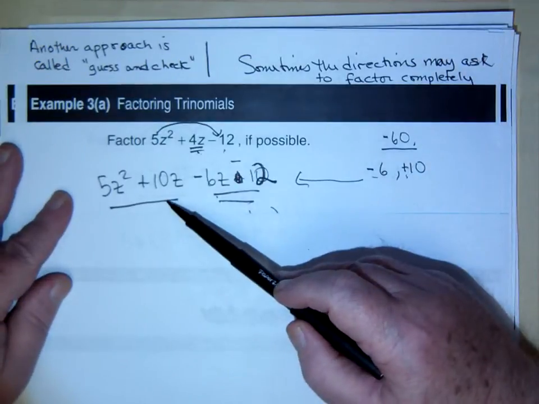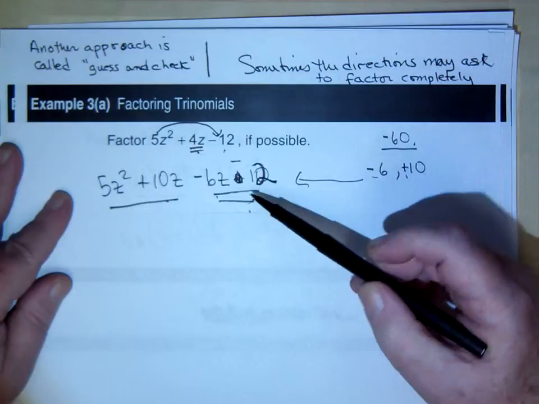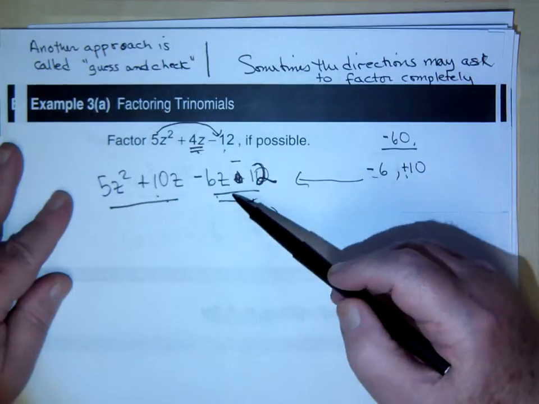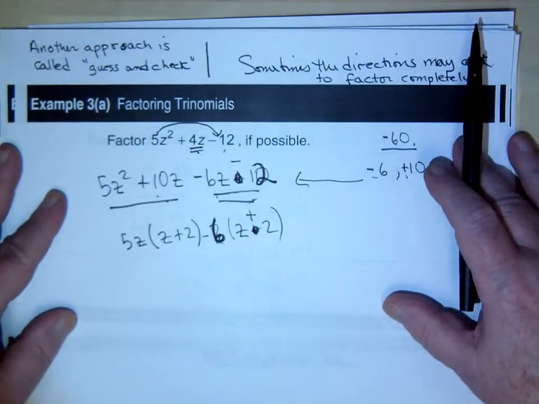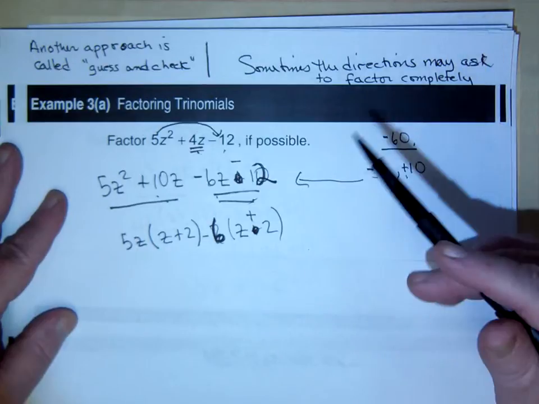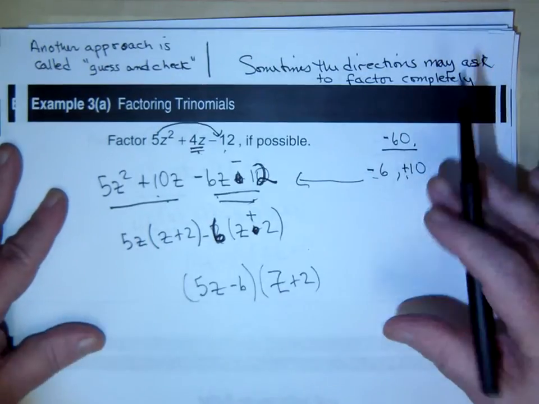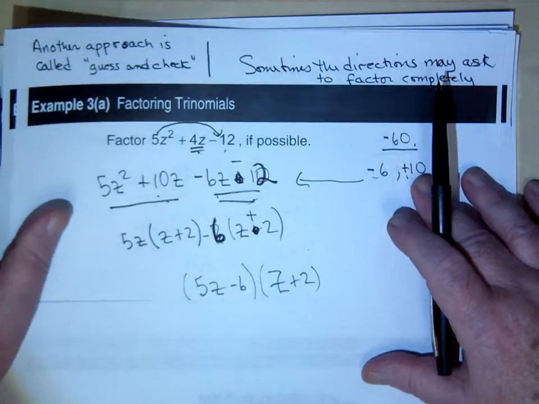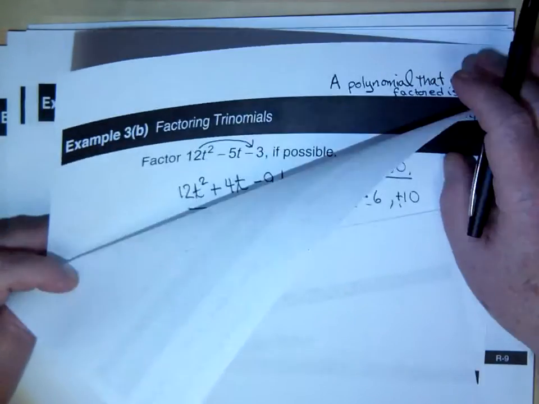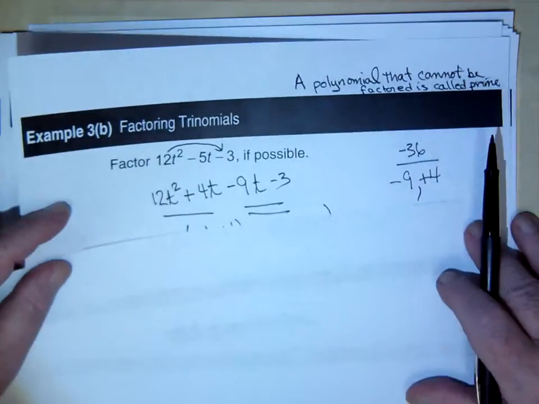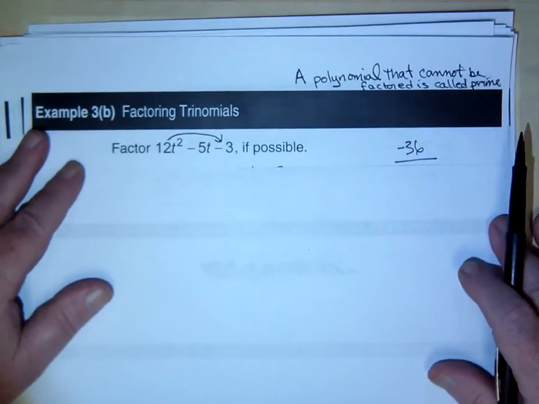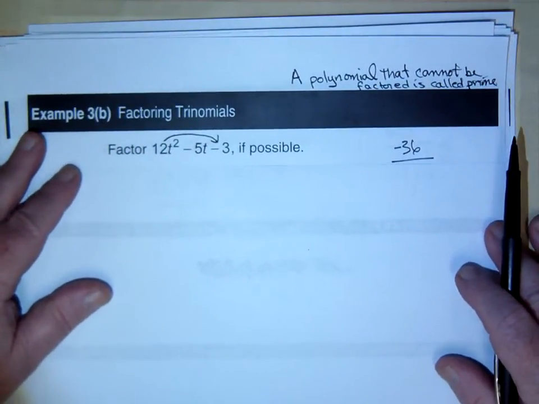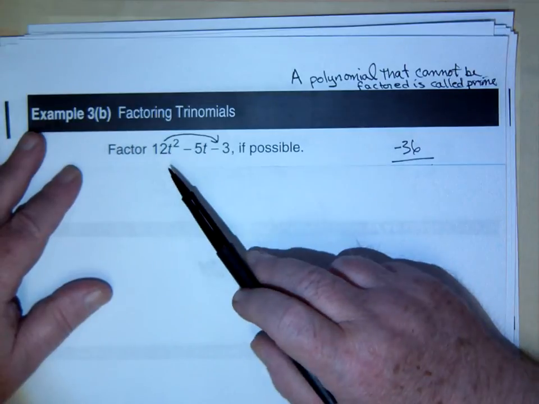So I will single underscore here, double underscore here. I will take 5z out of this. I will take minus 6 out of that, and get this expression, and z plus 2 is a common factor. And so I'm left with 5z minus 6 times z plus 2. Now a polynomial that cannot be factored is called prime. We can run across this sometimes.